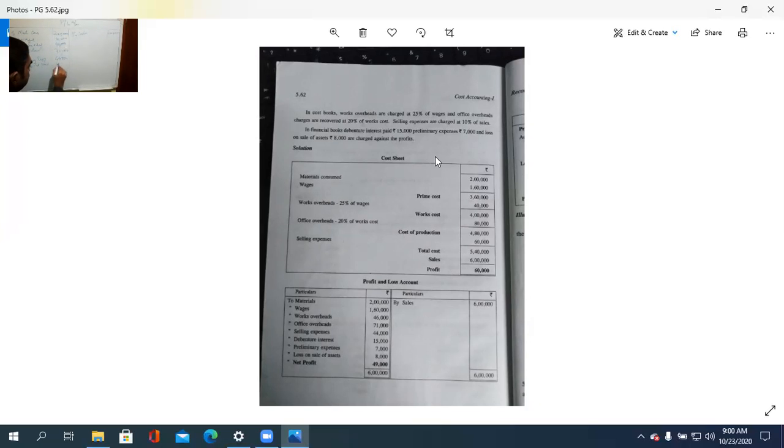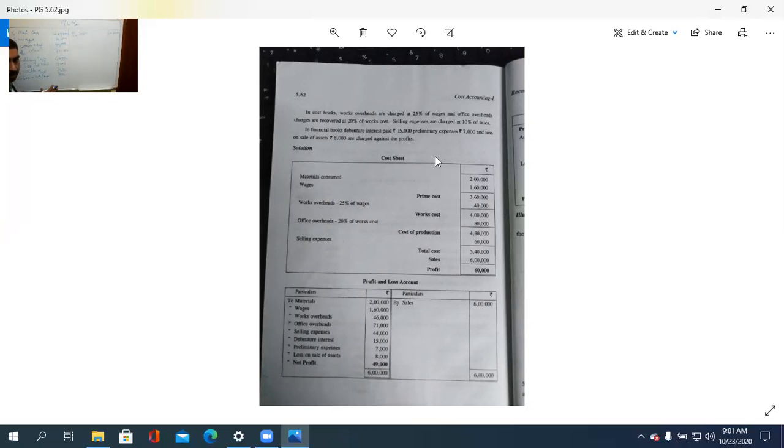Debenture interest paid is 15,000. To preliminary expenses, what is that? Expenditure. Okay. So preliminary expenses, how much is it? 7,000. And loss on sale of asset, it is 8,000. So sales on the right hand side means credit side, and all the expenses to be debited.